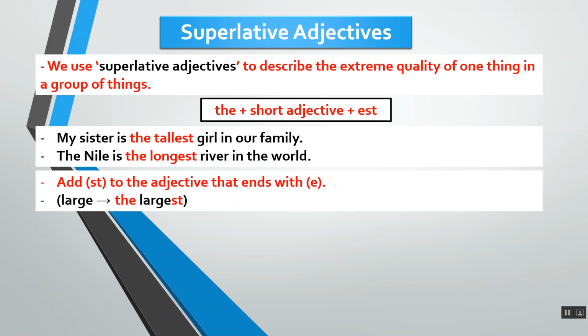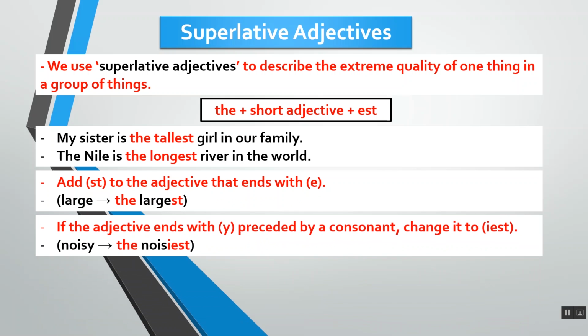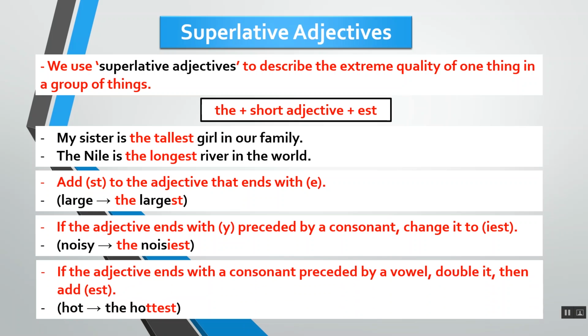Add st to the adjective that ends with e. Large, the largest. If the adjective ends with y preceded by a consonant, change it to iest. Noisy, the noisiest. If the adjective ends with a consonant preceded by a vowel, double it, then add est. Hot, the hottest.